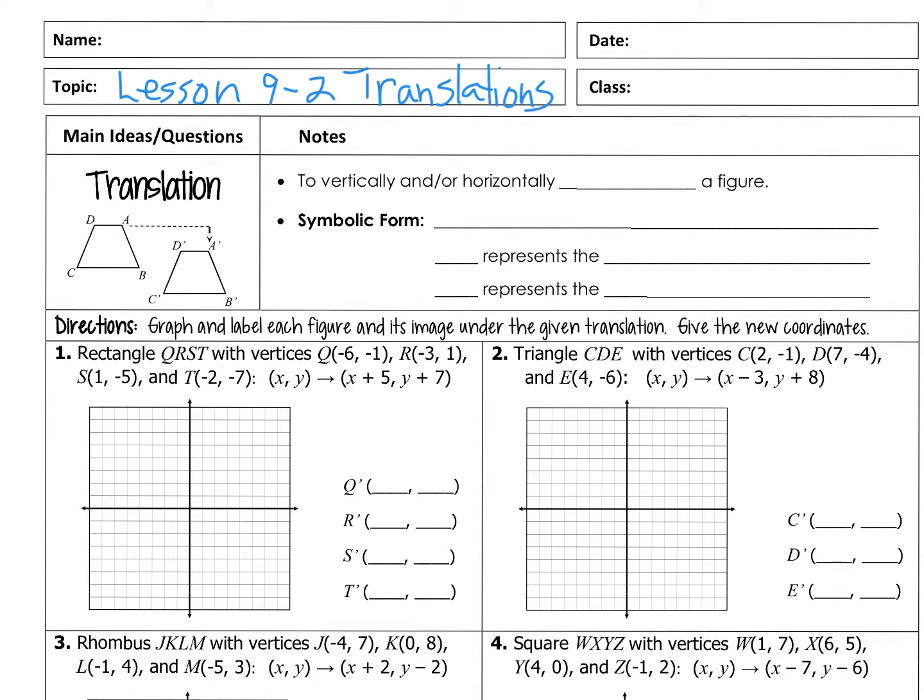So as you're looking at our next transformation, we are going to take a shape and we're going to move it either up, down, right, or left, or a combination of those two. So you can see that this pre-image has been moved to the right and then down. That's a translation. It's a change in position. So to vertically and or horizontally slide, in middle school they might have called it a slide. We prefer the word translation. So you're just going to slide a figure up, down, right, left.